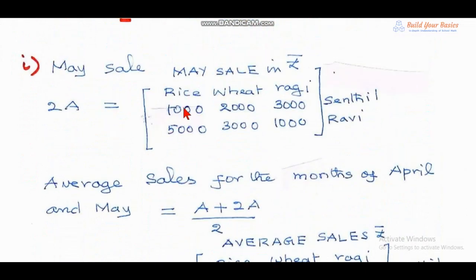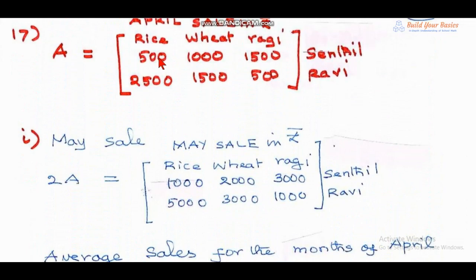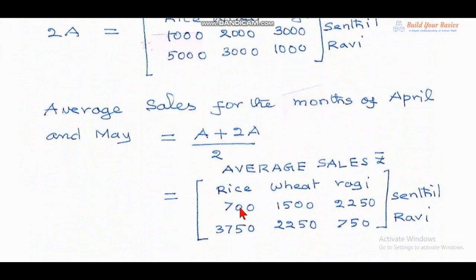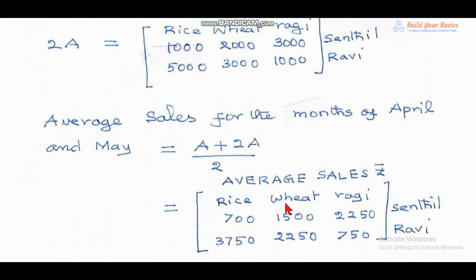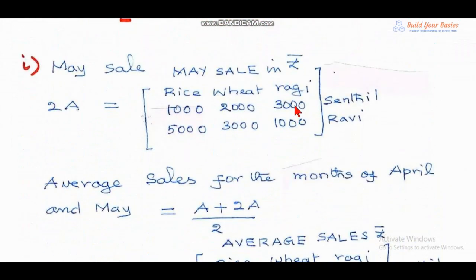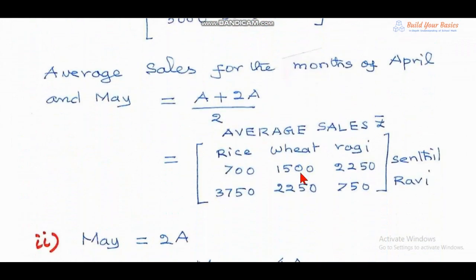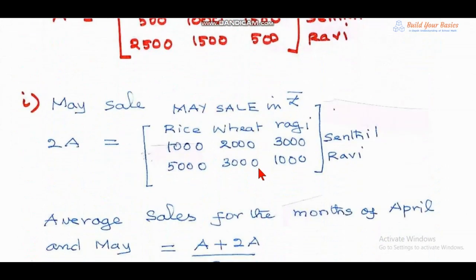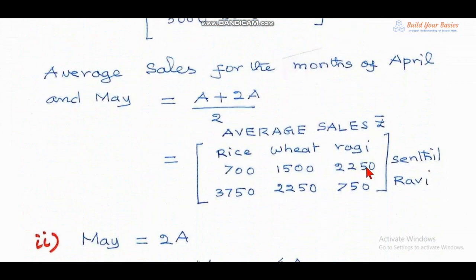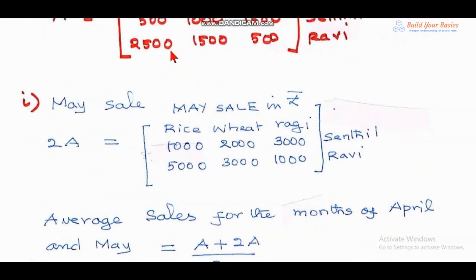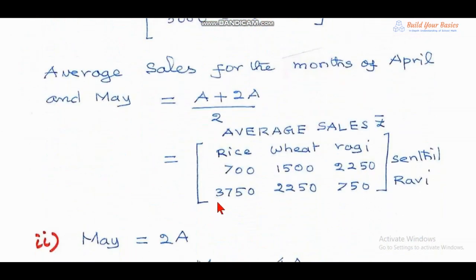That is 500 plus 1000, 1500 divided by 2, that is 750. 1000, 2000 added 3000 divided by 2, 1500. 1500, 3000 added 4500 divided by 2, 2250. 5000 and 2500 added and divided by 2, we get 3750.